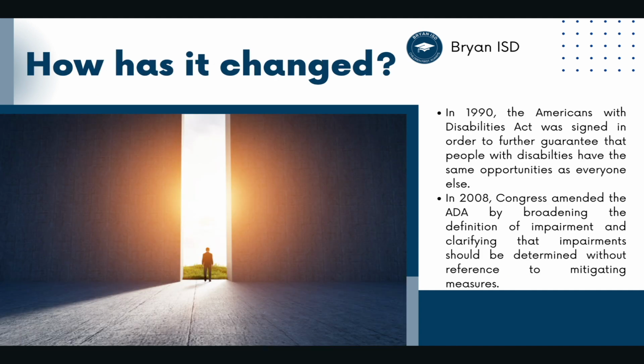The Act continued to change through the years. In 1990, the Americans with Disabilities Act was signed in order to further guarantee that people with disabilities have the same opportunities as everyone else. And then in 2008, Congress further amended the ADA by broadening the definition of impairment and clarifying that impairment should be determined without reference to mitigating measures.